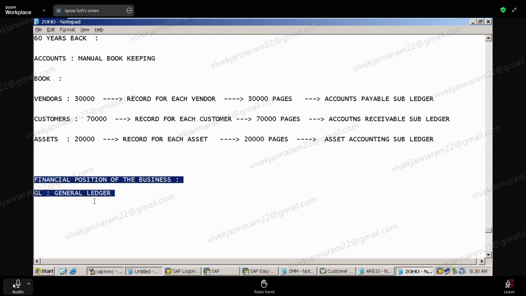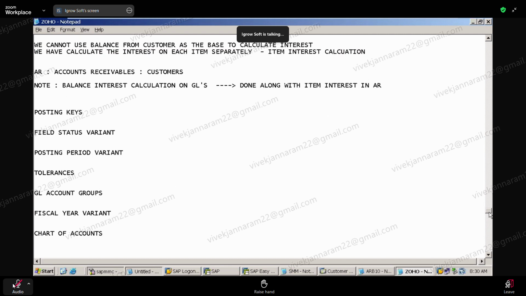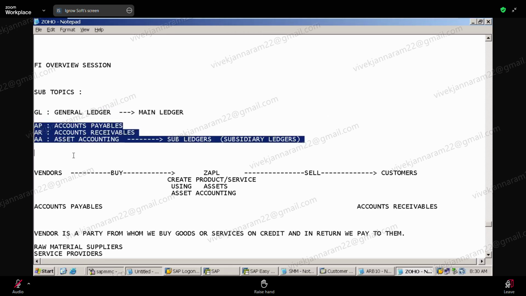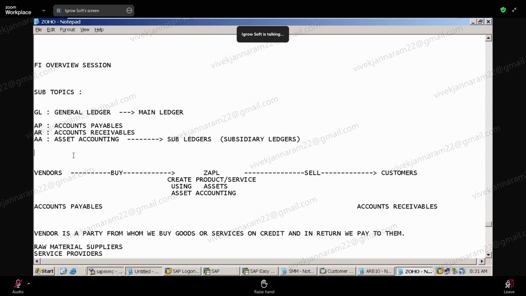So basically we started here. What we started here. We understood this is the general ledger and these are the three things that are under the general ledger. Is it clear? Yes.